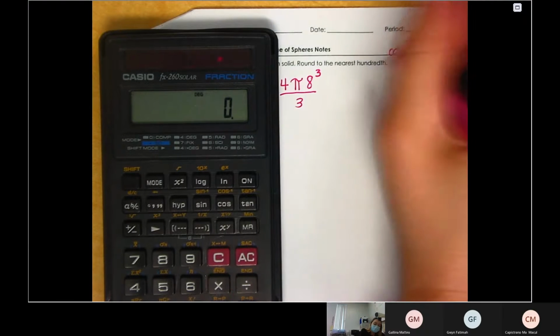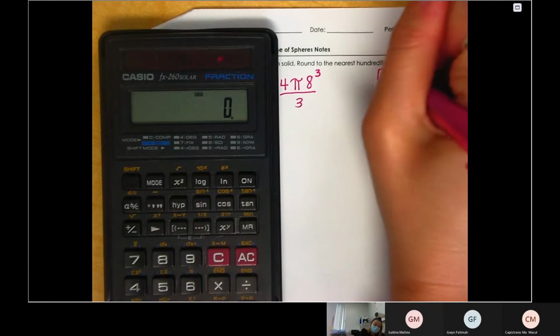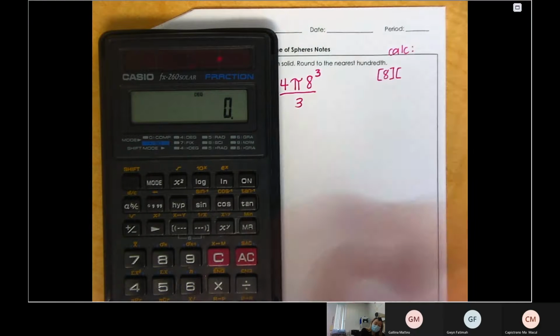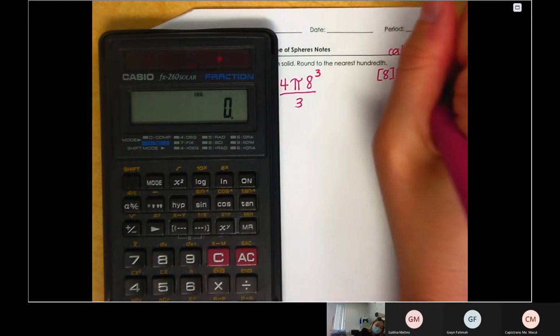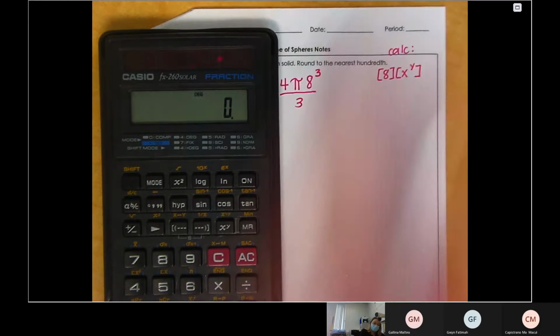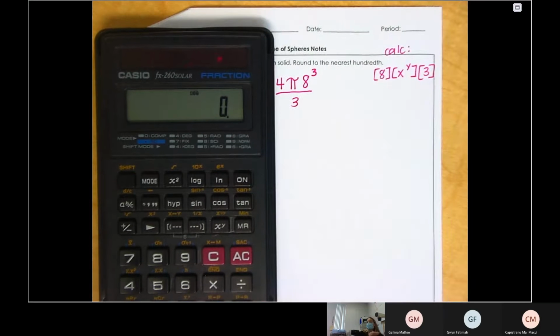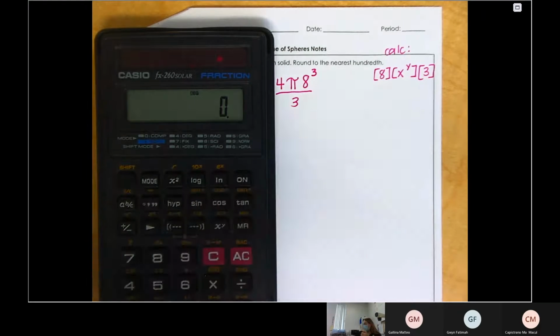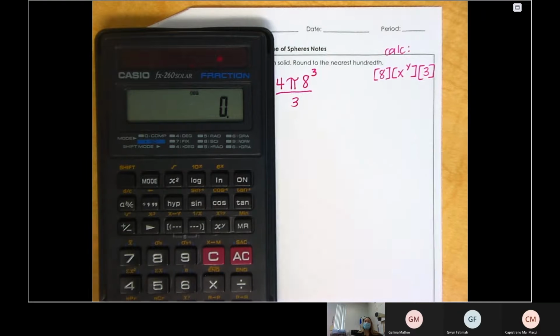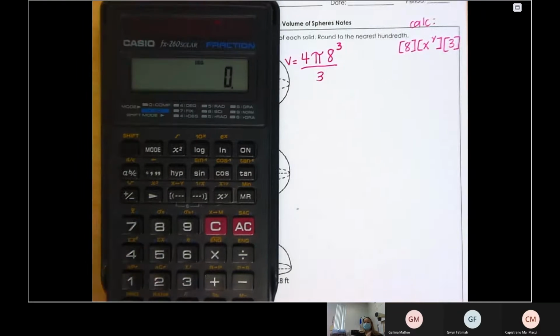So when you go to put it into your calculator, you're going to push the 8. You're going to push the x to the y, which says which power, and then you're going to push 3, which means to the 3rd power. So you're going to push those 3 buttons to be 8 to the 3rd. That means 8 times 8 times 8. Okay, so if you're going to put this in your calculator, you should be able to go directly across on top and then divide it by 3 at the end.